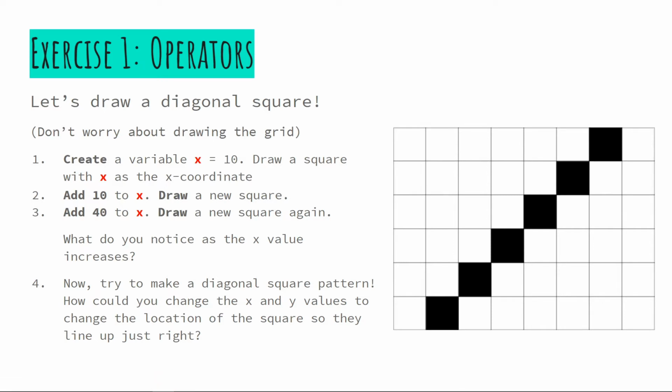So we're going to create a variable, use that variable to draw a square. Then we're going to change that variable and use it to draw some more squares. And using that, we're going to try to draw this pattern of squares going up and to the right. So Enmol, if you want to send us to breakout rooms, that would be fantastic.